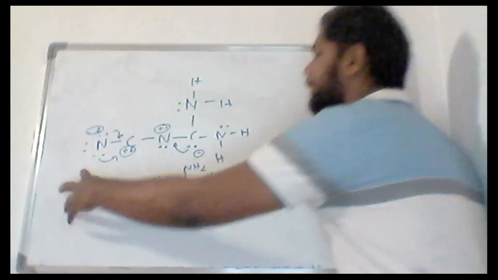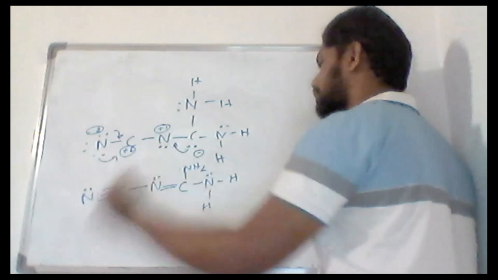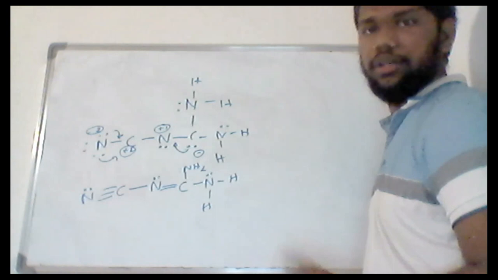Okay. So now you can see 8 electrons are covered with no charge. 8 electrons are covered with no charge. 8 electrons are covered with no charge. And all the others also have 8 electrons covered with no charge. But remember, you can arrange in many ways.